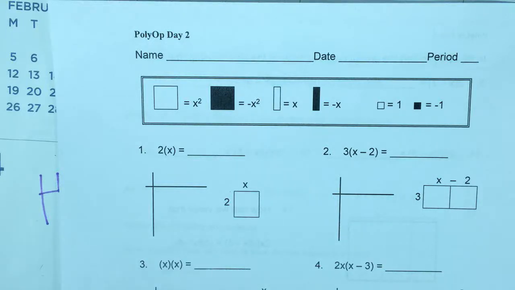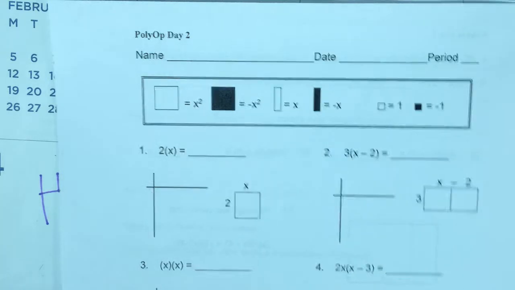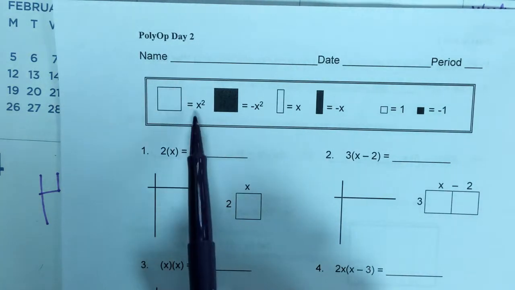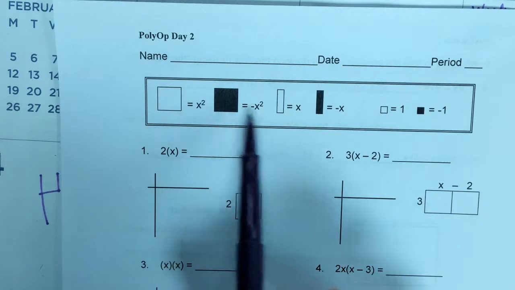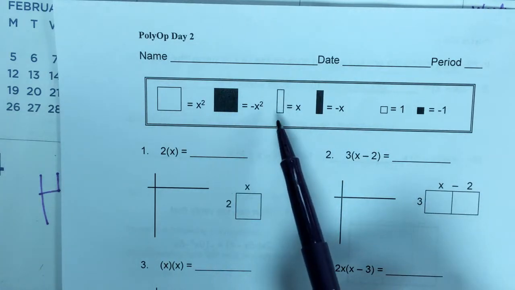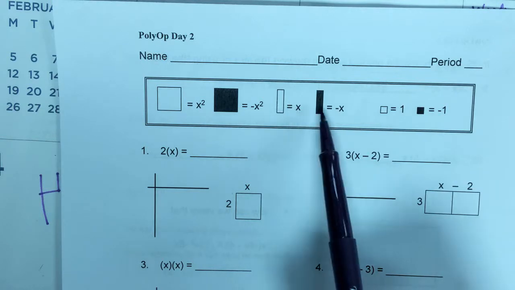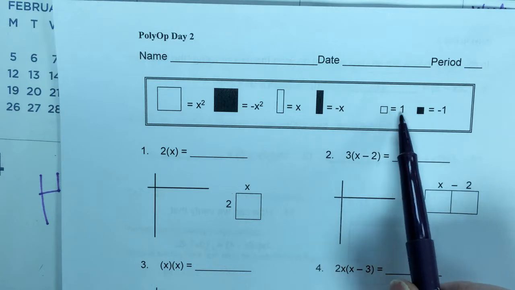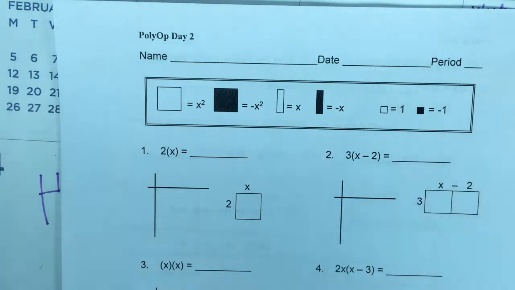Okay, so on this worksheet we are going to be working with tiles and boxes to find our product. It gives us a little key up here: a big square is x squared, and a dark square is negative x squared. Then our rectangular shapes, the light one will be x, and the darker one will be negative x. Our smaller squares will be a 1, and a negative 1 for a shaded one.